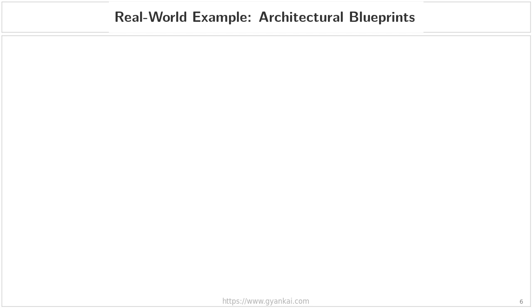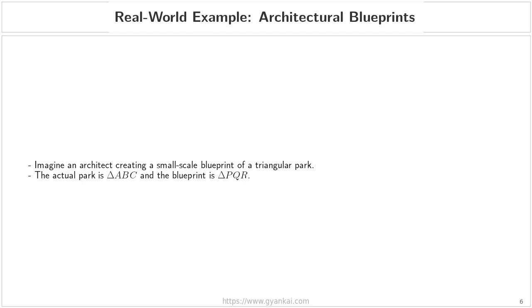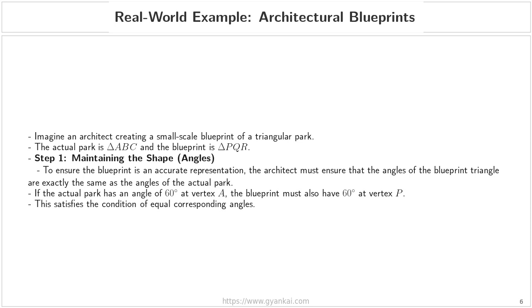Real-world example, architectural blueprints. Imagine an architect who is tasked with creating a small-scale blueprint of a triangular park. In this scenario, the actual physical park can be represented by triangle ABC, and the small blueprint on the paper is represented by triangle PQR. To make sure this blueprint is actually useful, we need to follow the two conditions we discussed in the previous slides. First, let's look at step 1, maintaining the shape through angles.